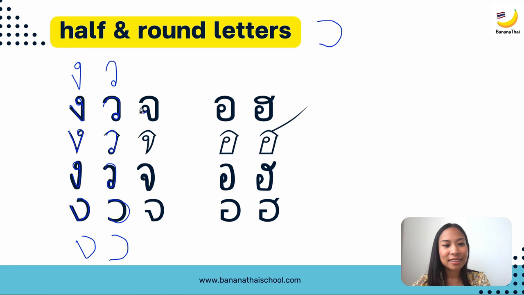Zhaozhan. Head down and all the way up. So Zhaozhan will have a head. See, this tail is the main character. Wawen and Zhaozhan with the head here. Okay, so you got Ngongu, Wawen, Zhaozhan.